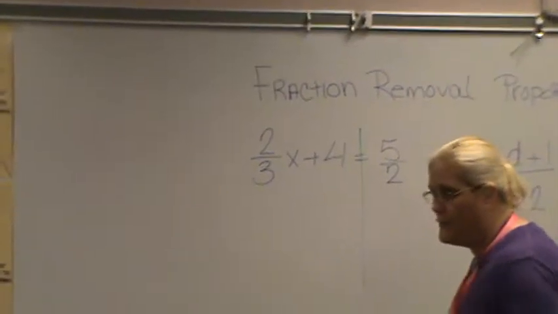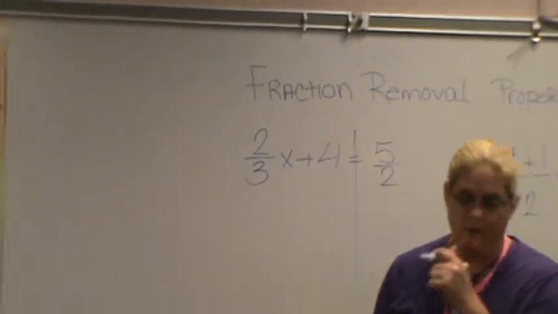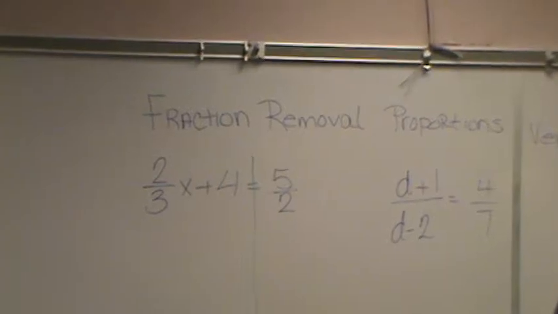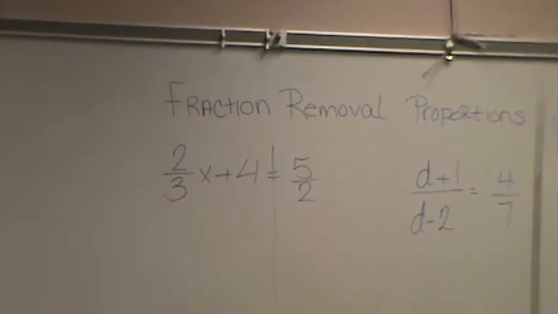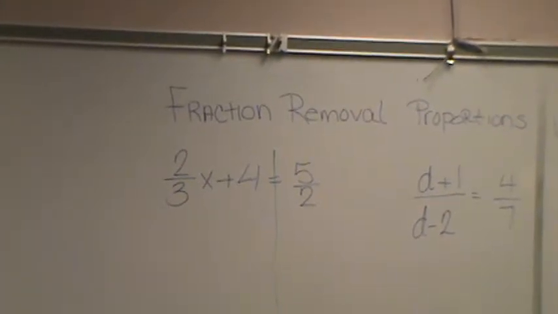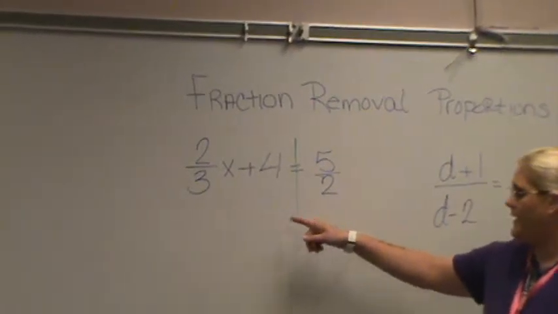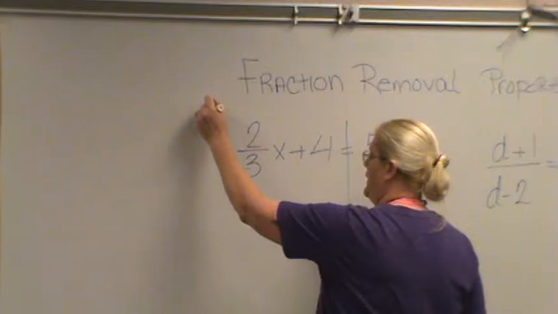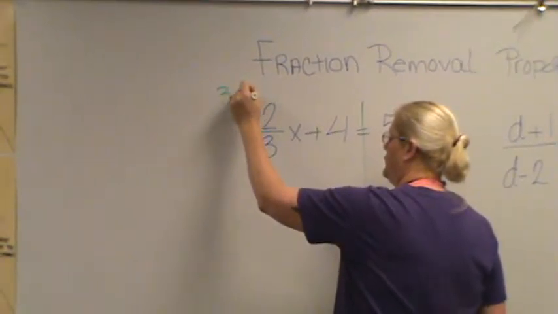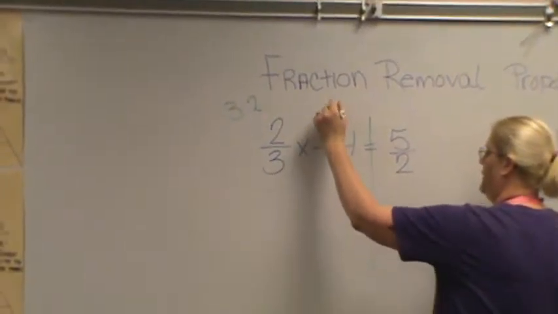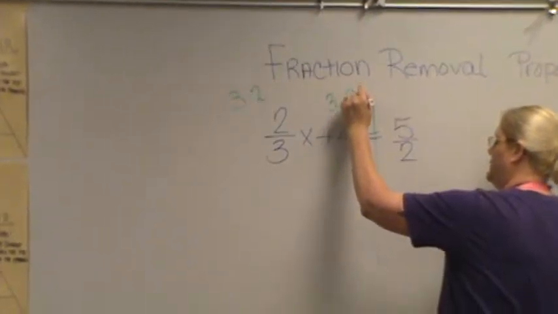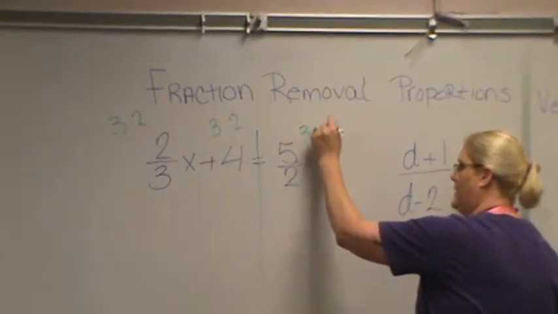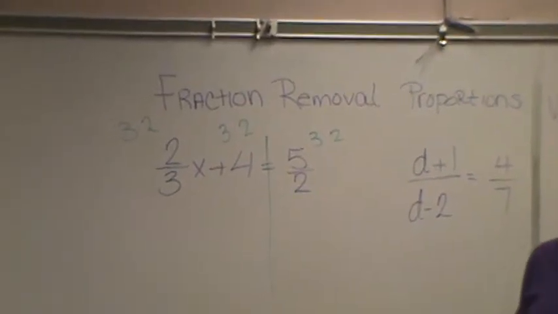Okay? Who knows what a denominator is? What is it, Nick? Number on the bottom. So whatever numbers that we have on the bottom, we're going to write them next to each term. So I have 2 and I have 3. So on this term, I'm going to write 3 and 2. On this term, I'm going to write 3 and 2. And again on this term, every single term that you have, you write the denominators that are on the bottom.